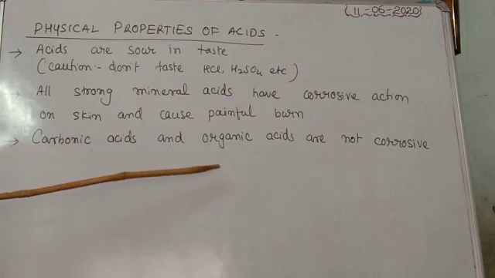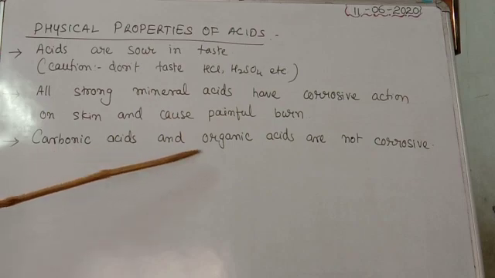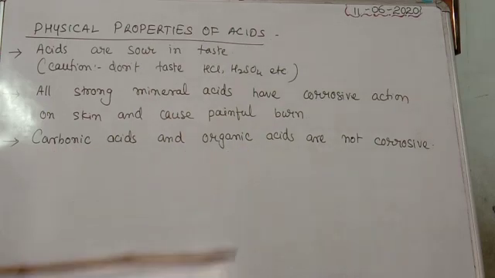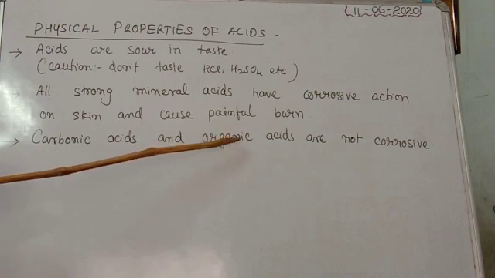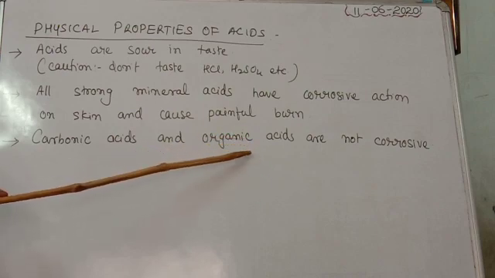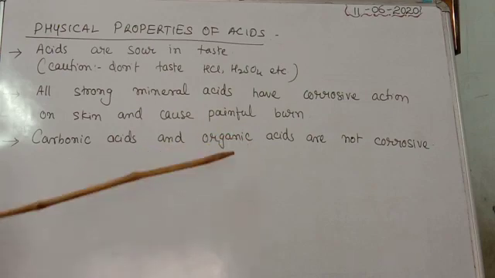Carbonic acids and organic acids are not corrosive. You have to take care of this. Carbonic is a weak acid. Organic acids are also weak acids. These are like the acids which you get from fruits and food items.